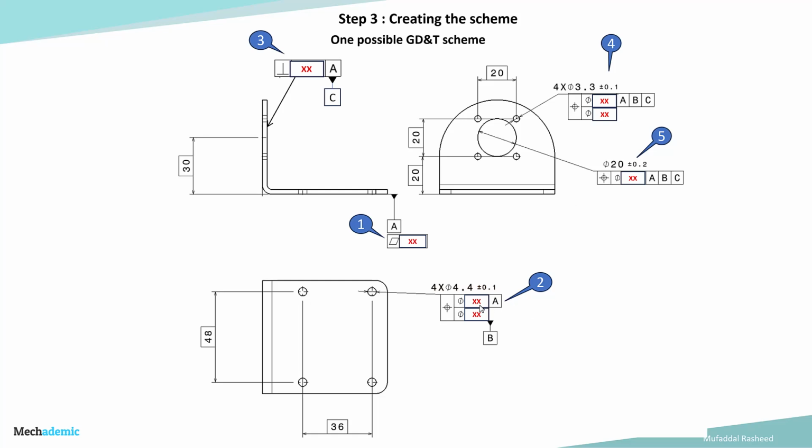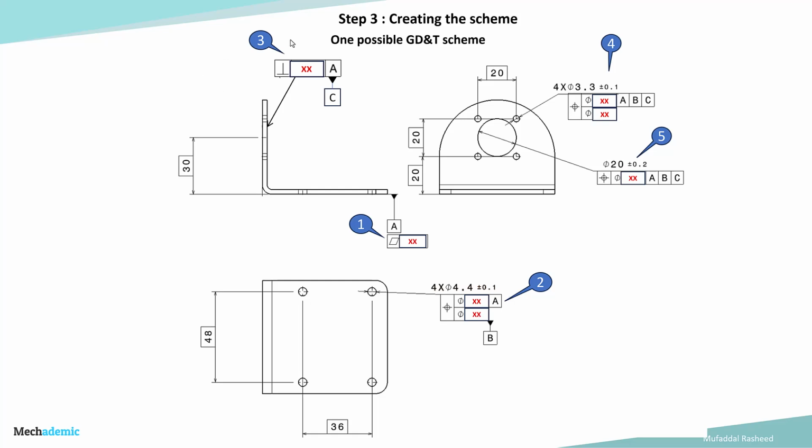So the first line says that the perpendicularity of the holes should be within a tolerance zone of whatever the value is over here with respect to A. The second line, however, is controlling the inter-hole distance. That is, the inter-hole center to center distance is being controlled within a cylindrical tolerance zone of the value over here. So that is feature control frame number 2.